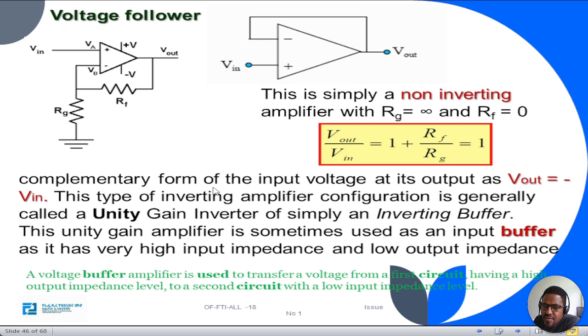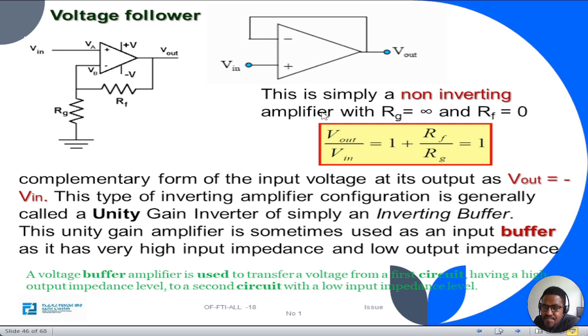The output has the same form as the input voltage, V out the same as V in. This type of amplifier configuration is generally called a unity gain amplifier, or simply a buffer. This unity gain amplifier is sometimes used as an input buffer, as it has very high input impedance and low output impedance. A voltage buffer amplifier is used to transfer voltage from a first circuit having a high output impedance level to a second circuit with a low input impedance level.